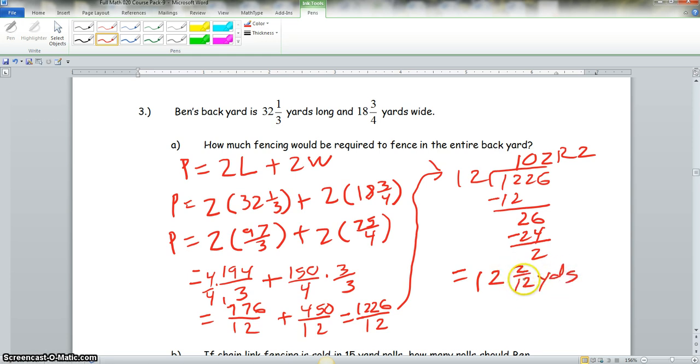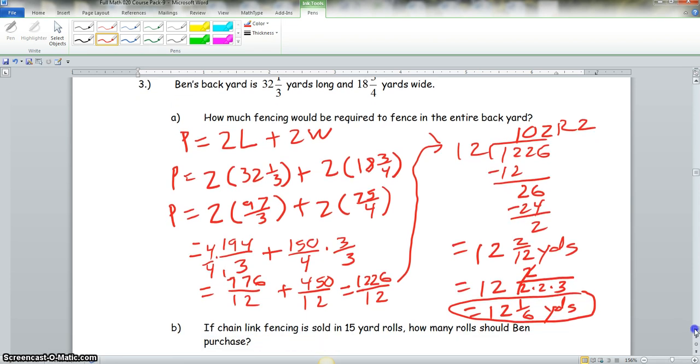However, we could simplify the 2 12ths here. Now let's go up top here because I don't have enough room. Let's do the prime factorization. 2 is prime, and 12 breaks down to 2, 2, and a 3. These two simplify out, and you get 102 and 1/6 yards. And that's it. Okay, and that is your perimeter.